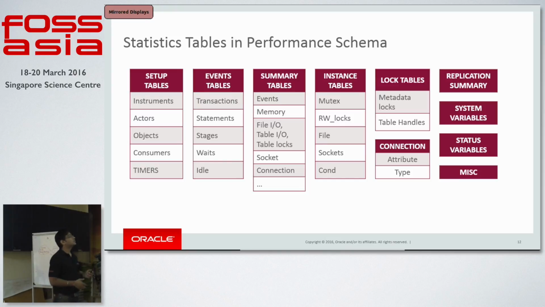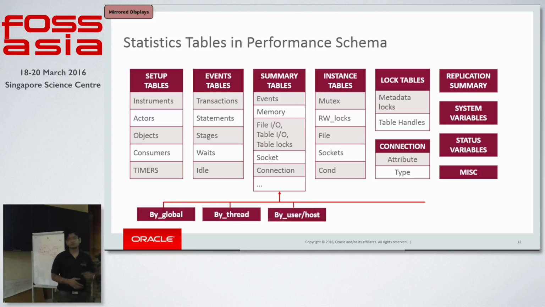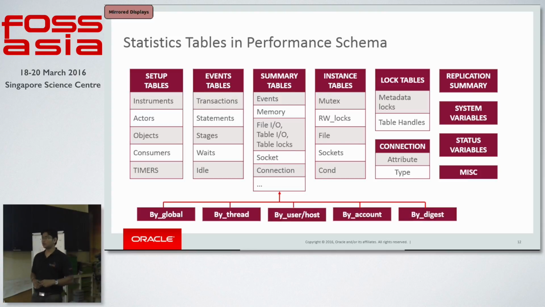The summary can be collected based on global, or by thread, by user, by host. So you can say for a particular user how much memory is being taken, for a particular thread how much memory is being taken, etc.